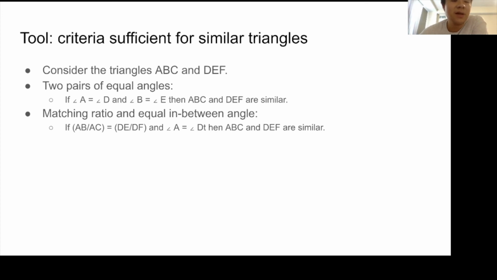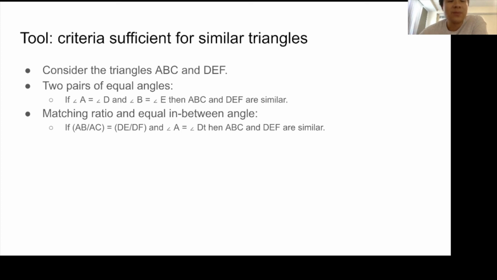triangles are similar. So now we are just going to use two of the criteria that we are going to use in the solution later. The first one is two pairs of equal angles, meaning that if angles A and D are the same and angles B and E are the same, then they are similar. This is pretty obvious because if two pairs of angles are equal, then the third pair should also be equal, because the angles of all triangles add up to 180 degrees.